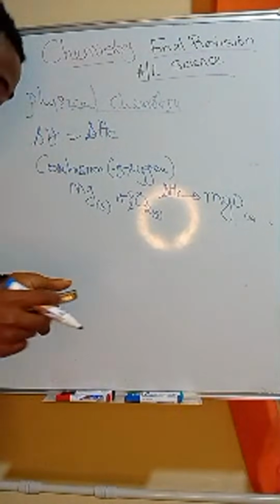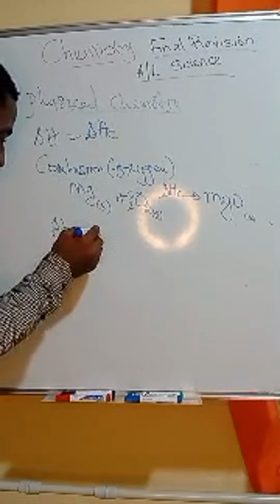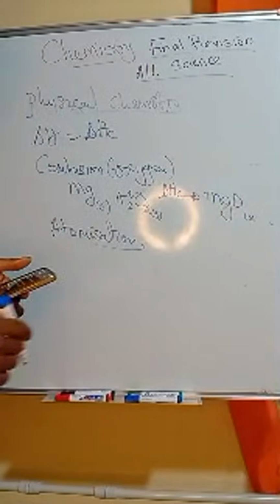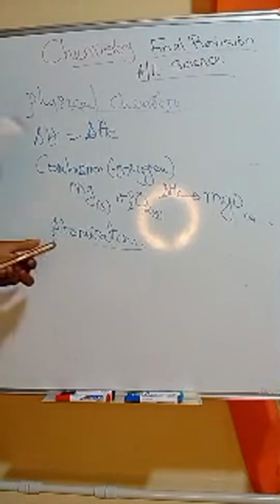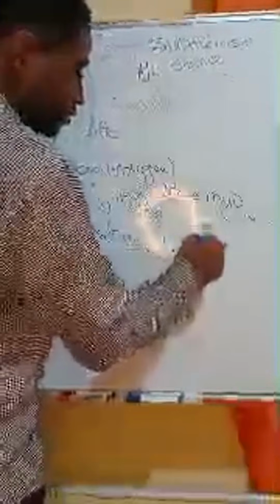Atomization. How do we write the enthalpy change of atomization? I'm going to show you. That is delta H is equals to delta H subscript at. That is atomization.